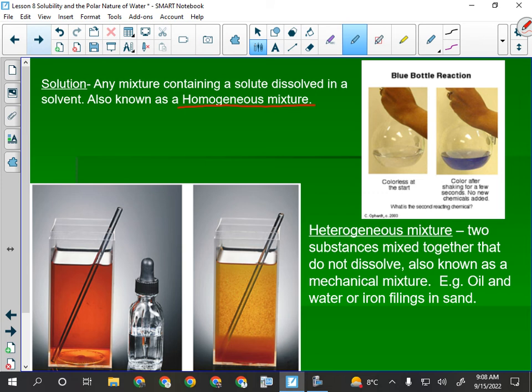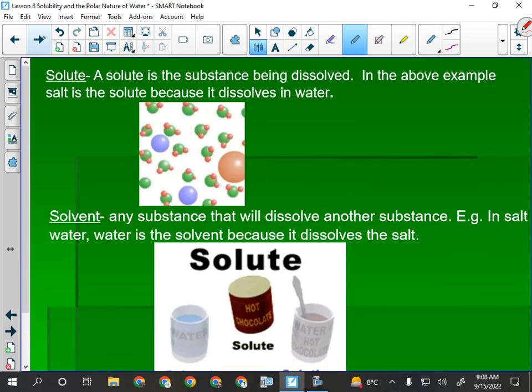So is the one on the left homogeneous or heterogeneous? Homogeneous. And this one is heterogeneous. Okay, all right. So more definitions here.